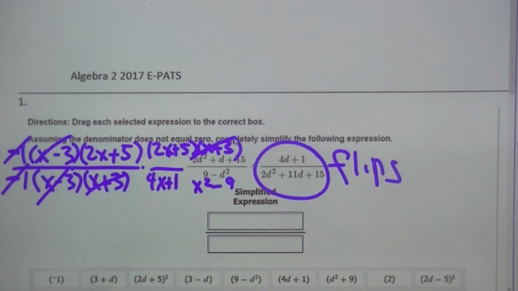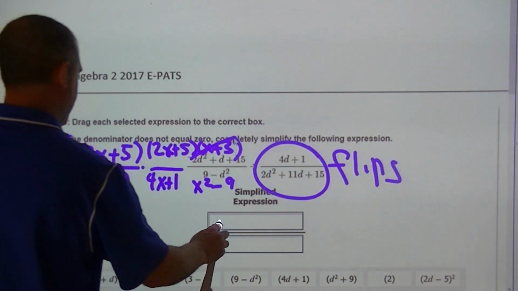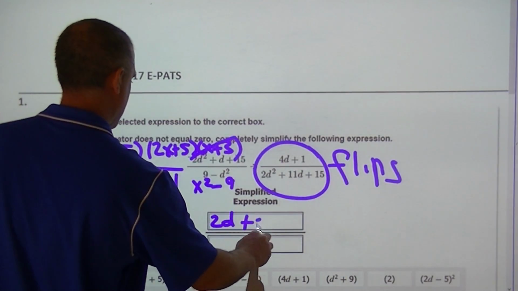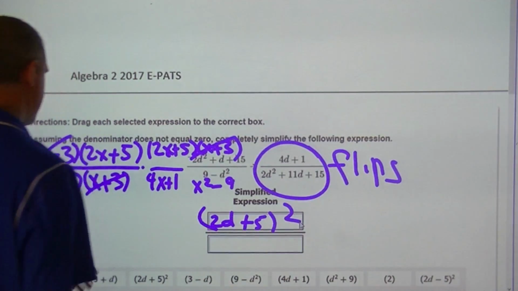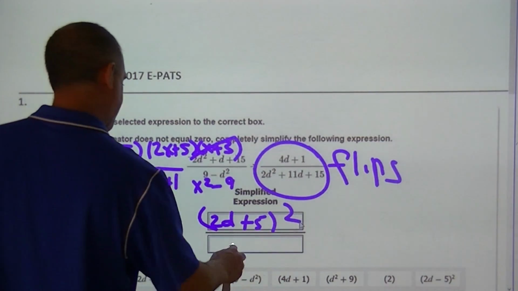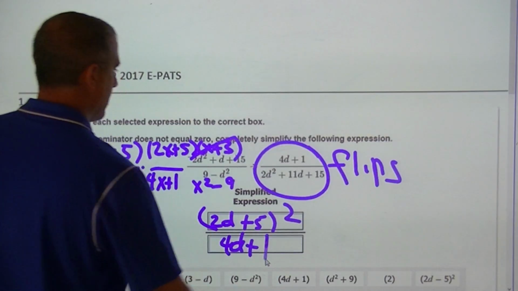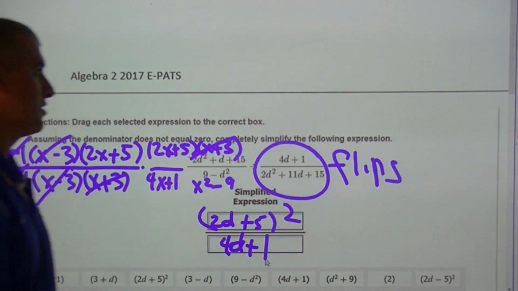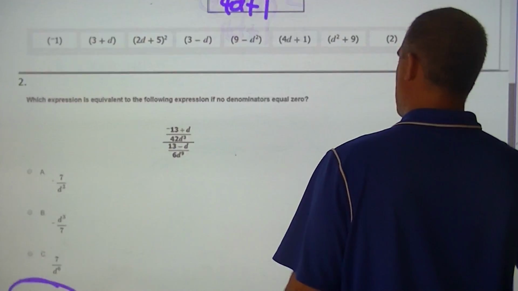So up top, what I got is 2x plus 5 squared. And on the bottom, what I got left over is 4x plus 1. So that's a little bit more complicated because it involves a little bit more factoring. Okay, I think I got all these other ones.